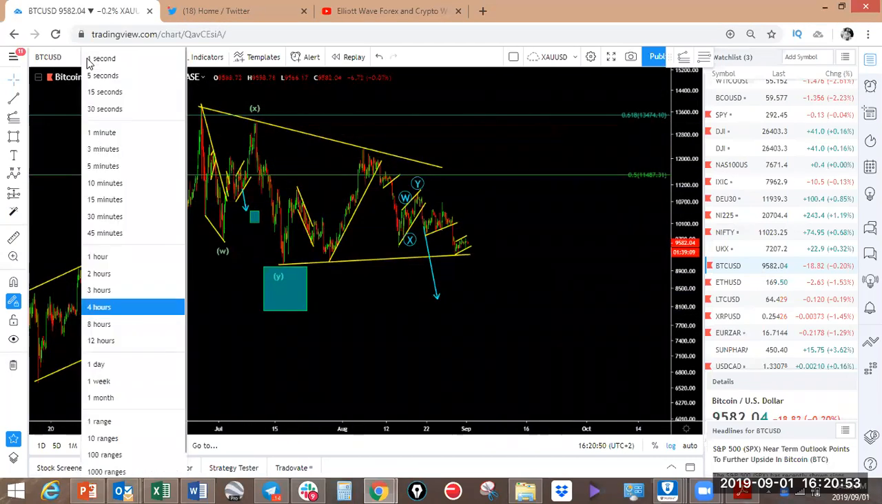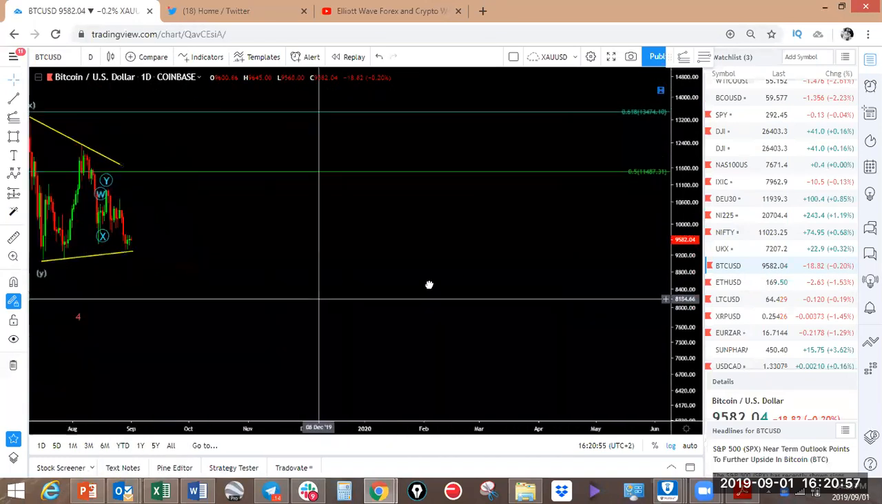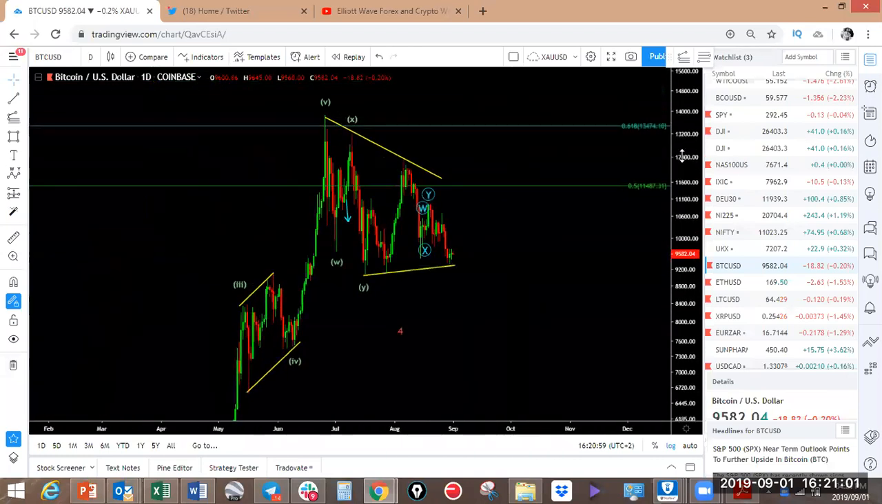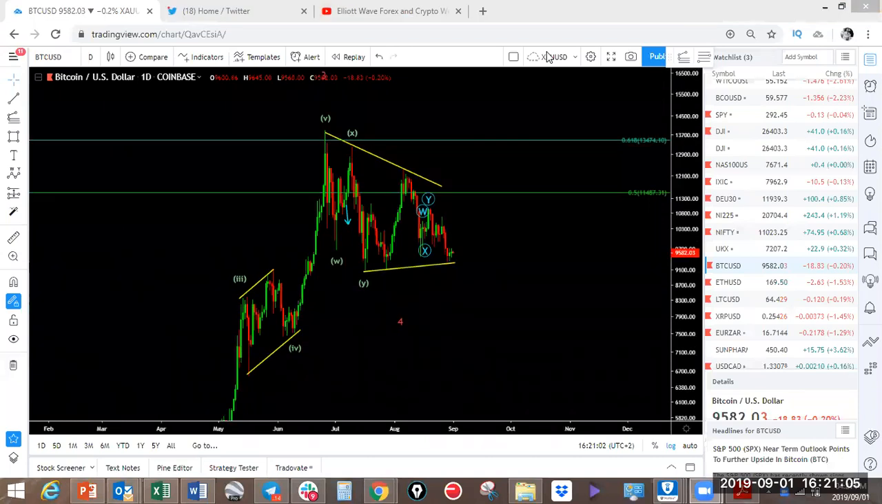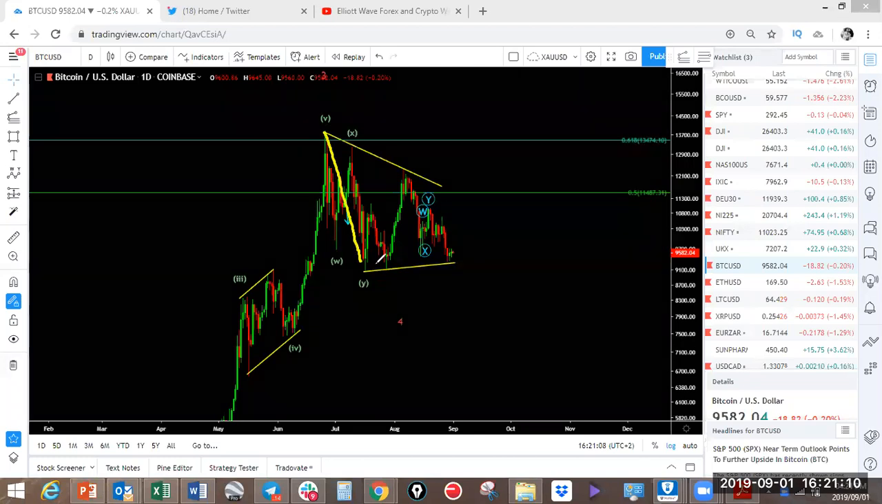Let me go to the daily. I'm going to first look at the daily. This is what we looked at on Bitcoin. Let's get my annotation out there. So I said Bitcoin is going to do this pattern. It's 3 waves down, and you're going to have a pullback. You've got 1, 2, 3 down here. You've got a pullback in 3 waves.